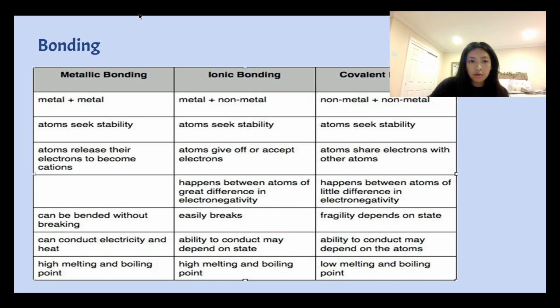So here's a quick review of bonding. There's metallic bonds, ionic bonds, and covalent bonds. Metallic bonds are between metals and metals. Ionic bonds are between metals and nonmetals, or cations and anions. And covalent bonds are between nonmetals and nonmetals, or you could say two anions. So here are some properties of each bond type.